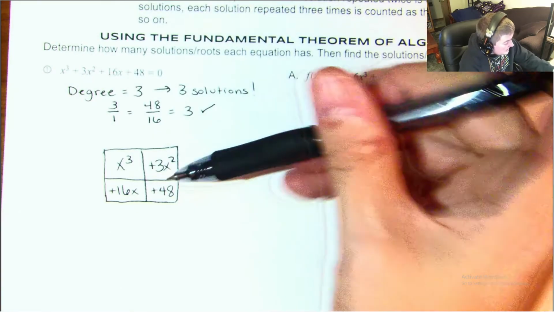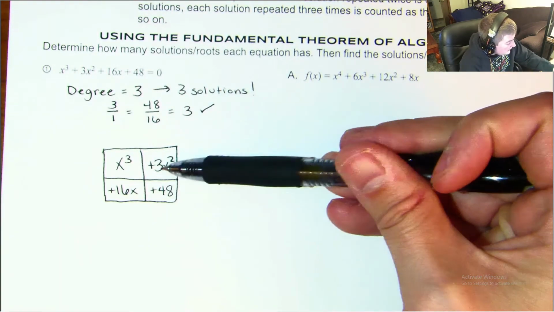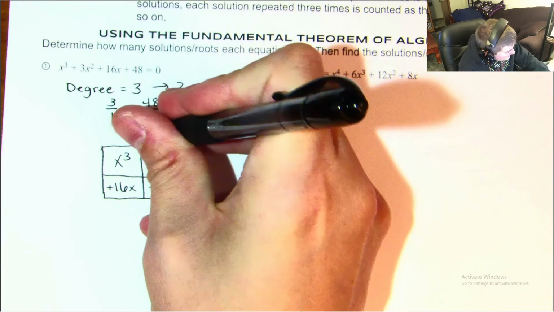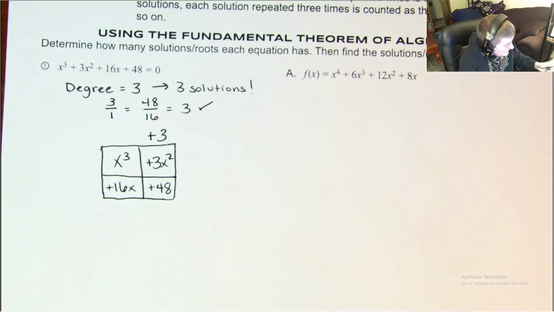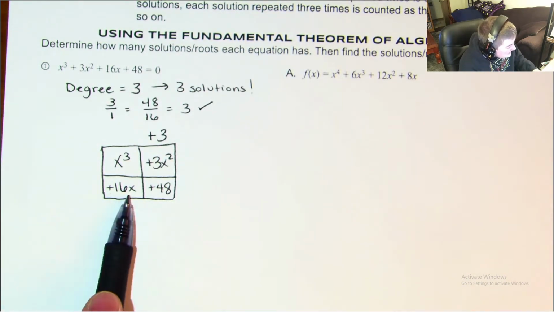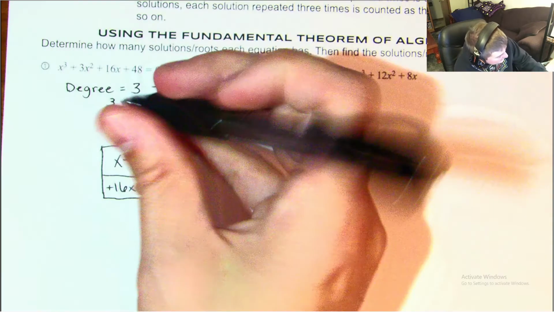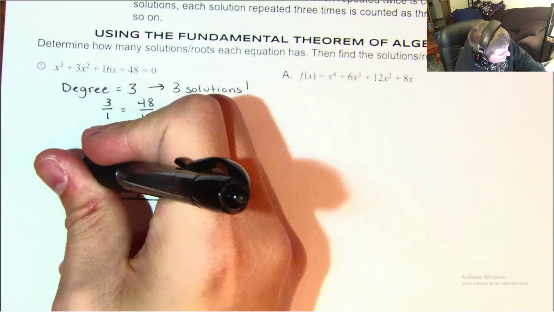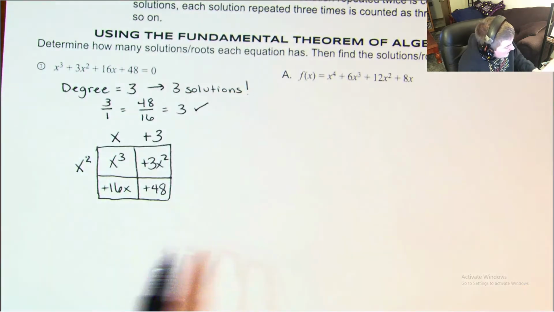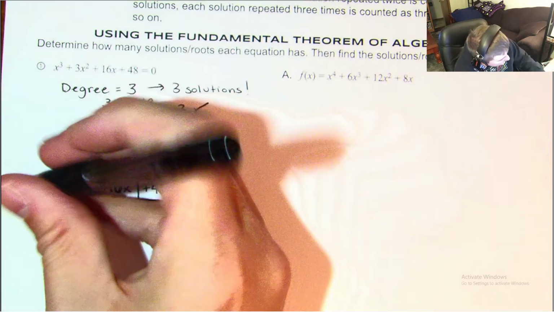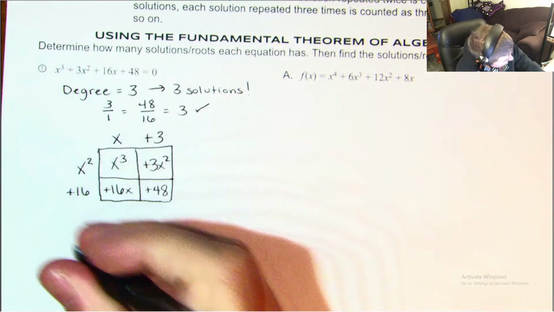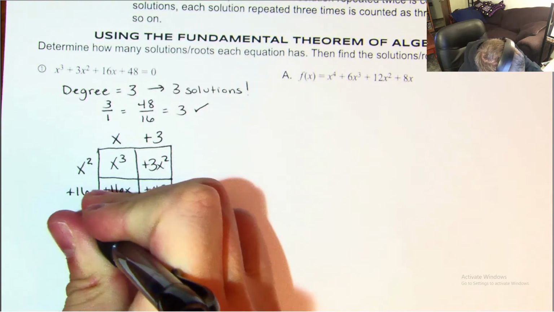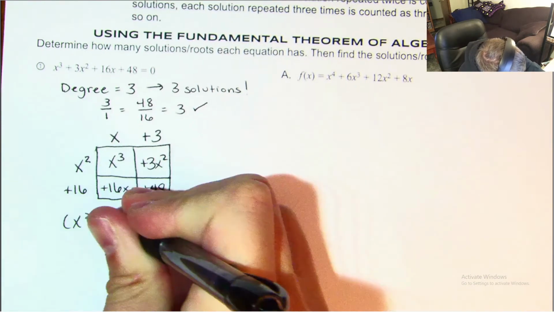Okay, so then I just take the greatest common factor, so we're going to go 48 and 3x squared. The greatest common factor there is 3. 3 divides out of each of those. 16x and x cubed would just be an x. X cubed and 3x squared, that would be an x squared. And then 16x and 48, that would be 16. Okay, so we get x squared plus 16 times x plus 3.